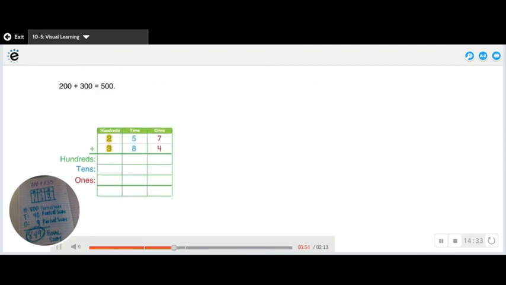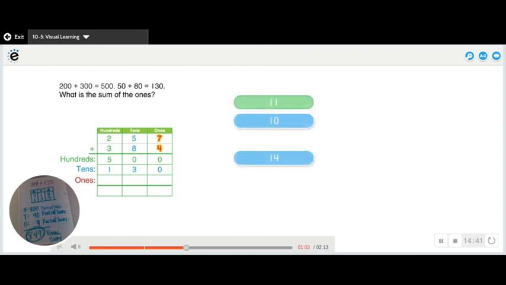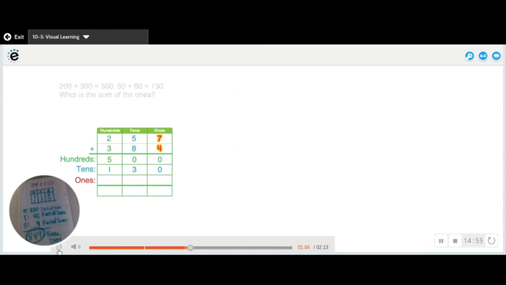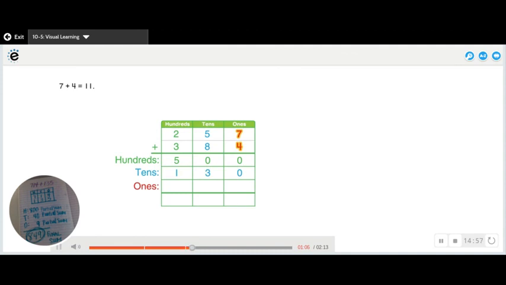200 plus 300 equals 500. 50 plus 80 equals 130. What is the sum of the ones? Select your answer. Oh, it already did it for us. Well. 7 plus 4 equals 11. The partial sums are 500, 130, and 11.